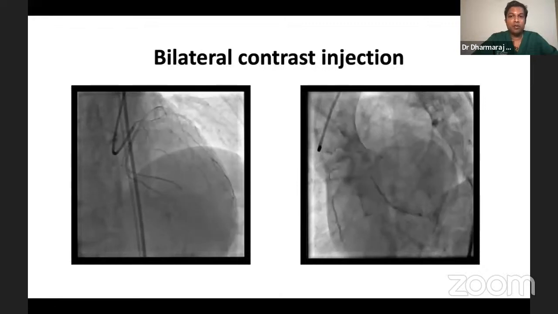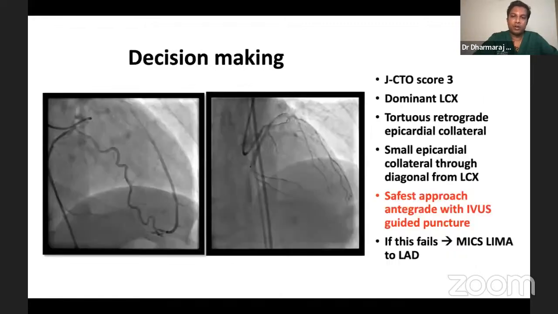There's a small epicardial collateral coming from the circumflex through the diagonal branch, as you can see here, but this is very close to the distal cap of the CTO and one that cannot be used. So the safest approach here is to do an antegrade approach with IVUS-guided puncture. And if this fails, we explain to the patient, who actually refused surgery, that one option is to do minimally invasive cardiac surgery, LIMA to LAD.